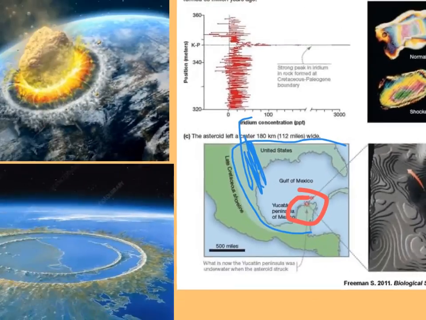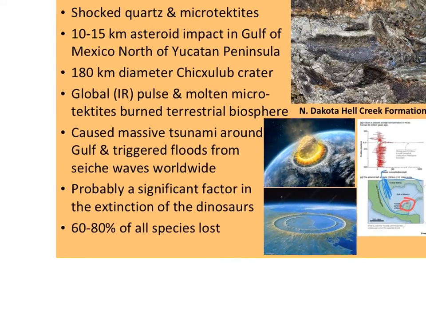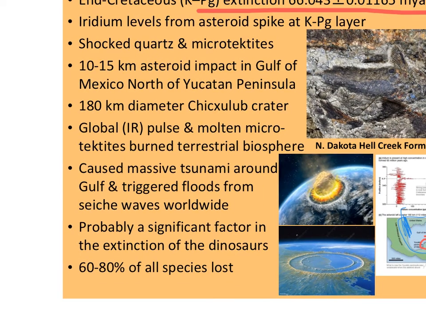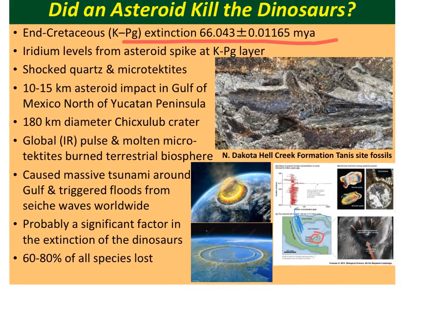And then following that, there was a global IR pulse. In other words, IR is infrared radiation or heat, and molten microtektites rained down and started fires all over the earth, and burned up much of the vegetation and killed most of the animals on land and in the ocean. The ocean became very toxic, very acidic, and this was probably the reason for the loss of all these species.